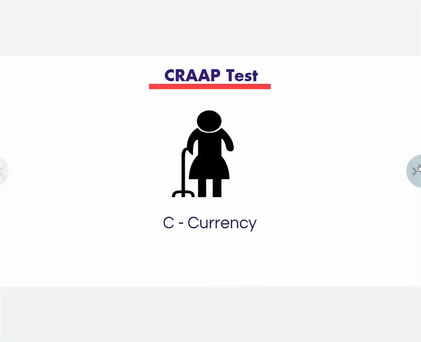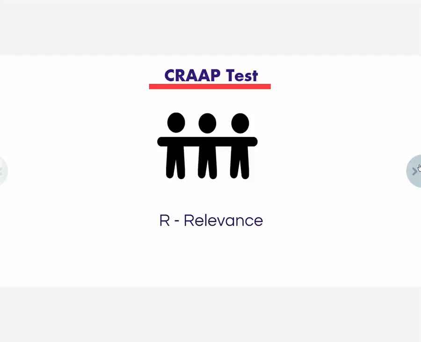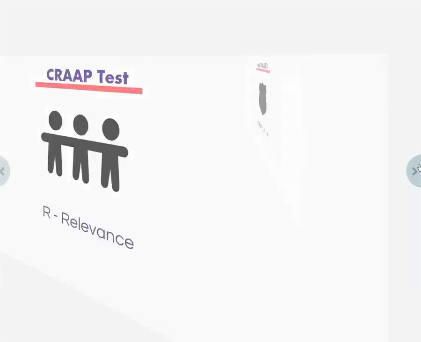The first criteria is currency, the timeliness of the information. Is the information old? When was the last time it was revised or updated? Does it matter if it's old? That's for you to decide. The next criteria is relevance. Does the information relate to your research topic? Is the writing at an appropriate level for your intended audience? Is this the best source or just the first source you found?